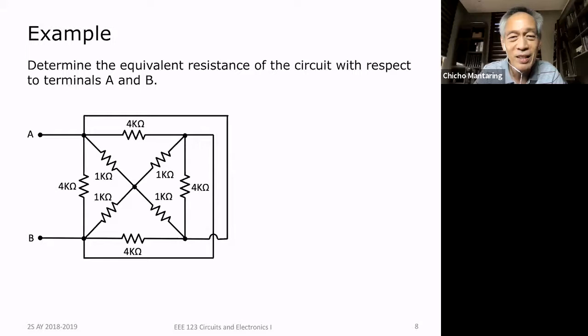Okay. So there's already an attempt by Justin. Sabi niya 4K ohms. We'll see later on if that's correct. There is no short circuit here. Okay. Let's try to do this together.